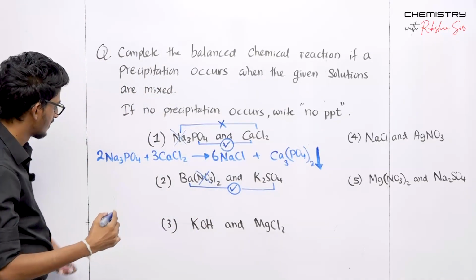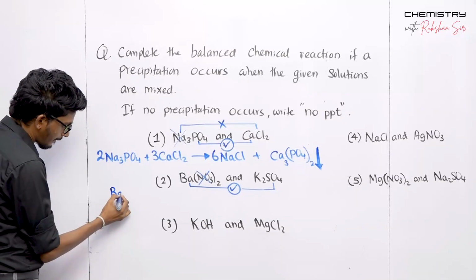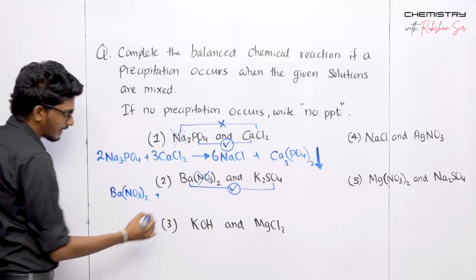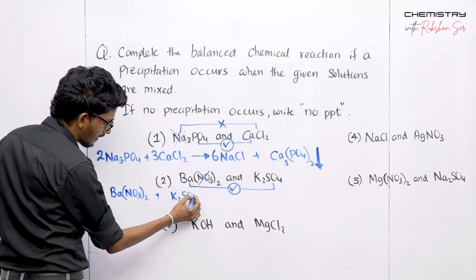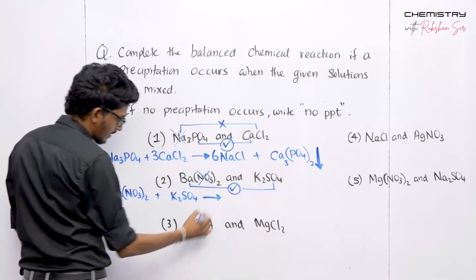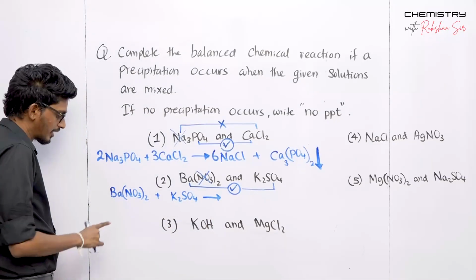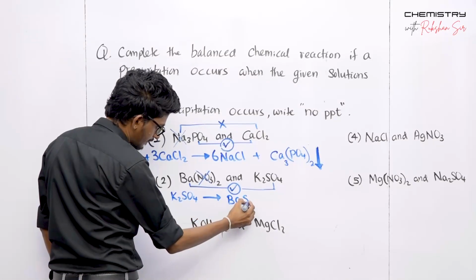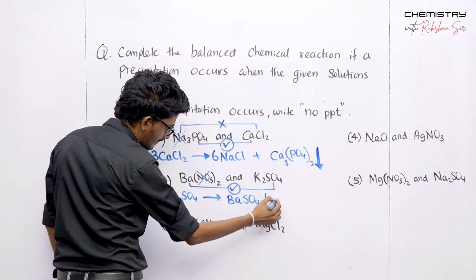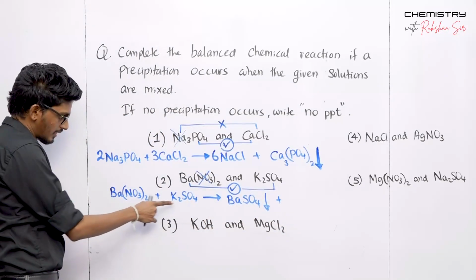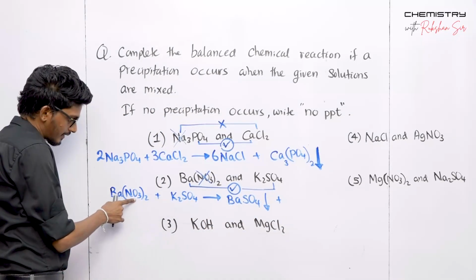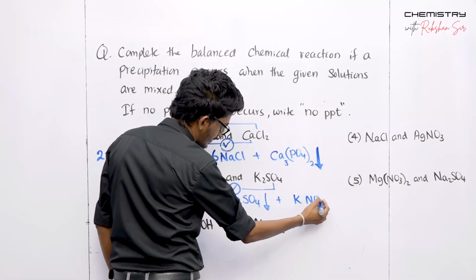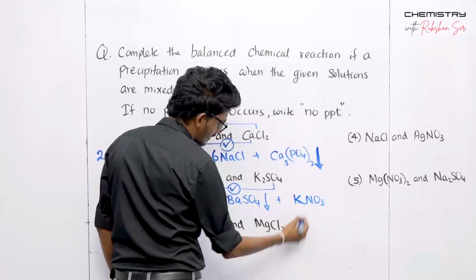So just write the reaction. Barium nitrate reacting with K2SO4 to produce what? Just write the two products. Barium 2 plus coming up with sulfate, so barium sulfate, that is your precipitate, plus the other solution, K plus coming up with the nitrate, K plus and NO3 minus. So plus and minus, balanced, KNO3.